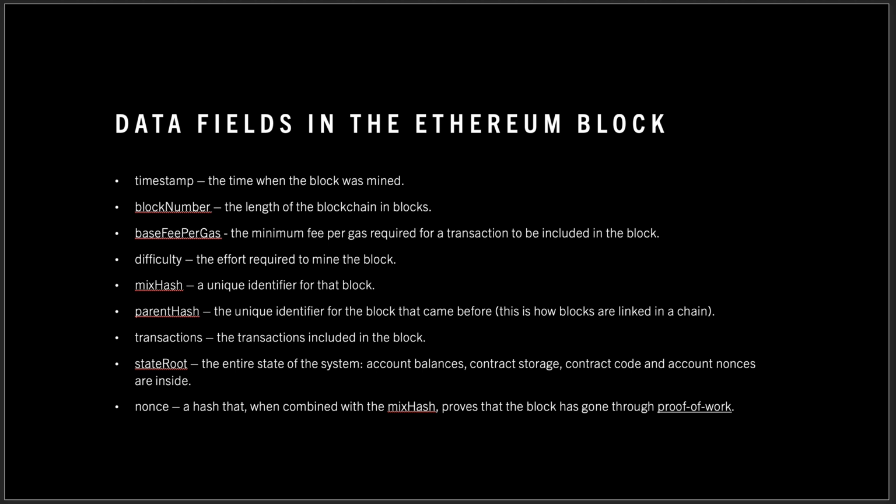And then the state root: the entire state of the system, what's going on, how does it look, any other things that are inside that. And then the nonce, that is your mix hash, which proves that the block has gone through proof of work. The nonce is the critical component of this and has to be accurate.